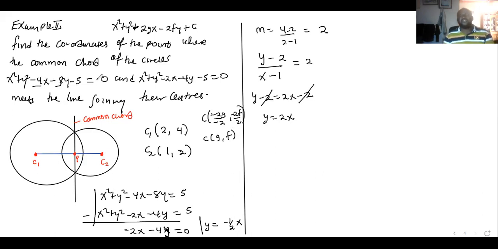The other methods are completing the square. Those are longer methods, but that is a quick one. So the lady was asking, I don't know that you got that.